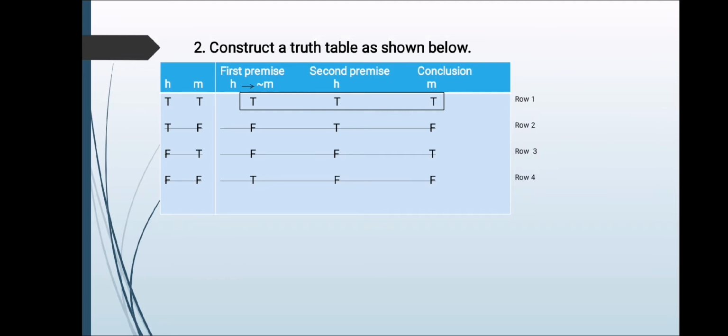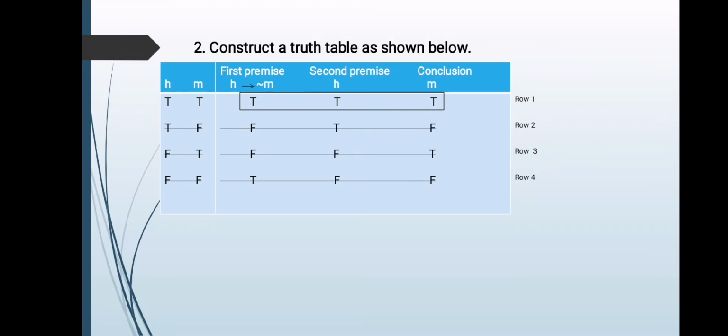So as you can see in the table, we have the first premise, second premise, and the conclusion. In the first row for the first premise we have true, the second premise true, and the conclusion true. The second row, the first premise false, second premise true, and the conclusion false. In the third row, the first premise false, the second premise false, and the conclusion true. In the fourth row, the first premise true, the second premise false, and the conclusion false.